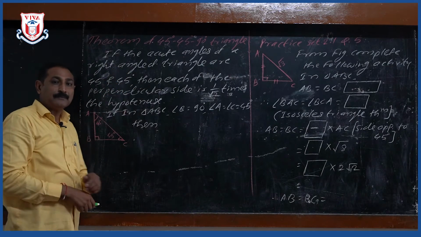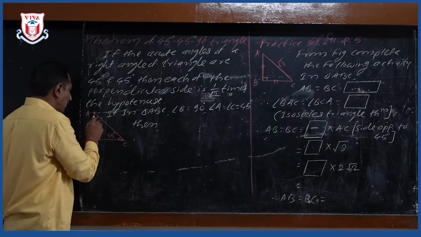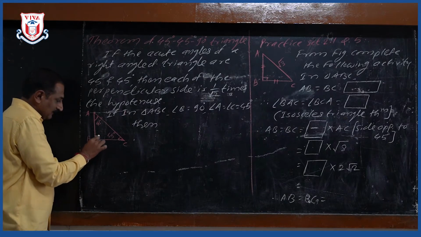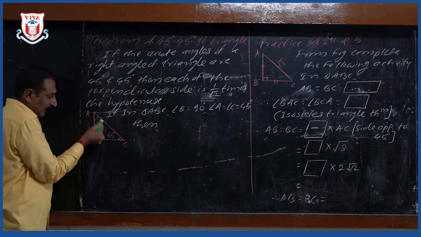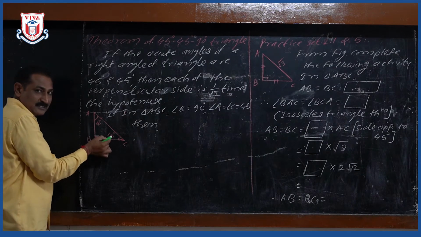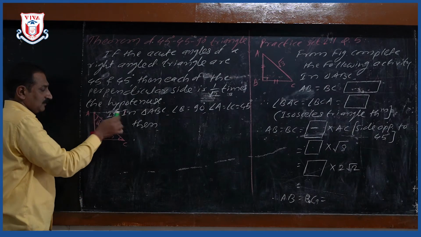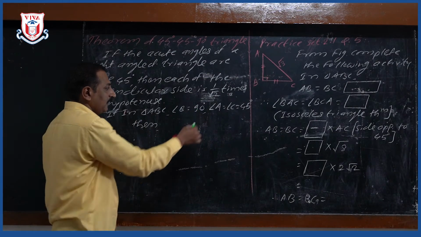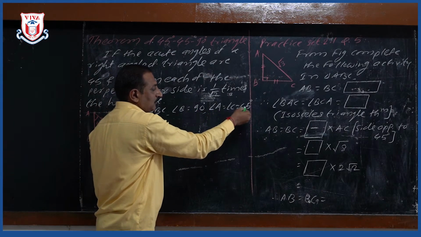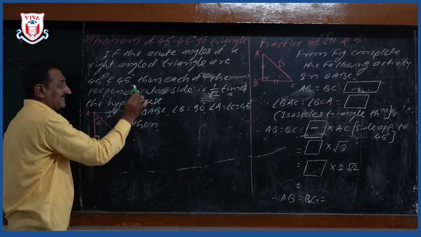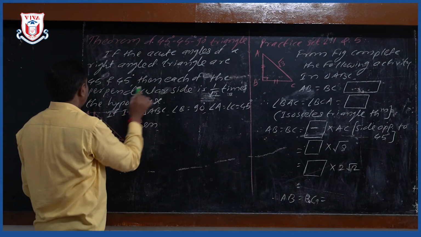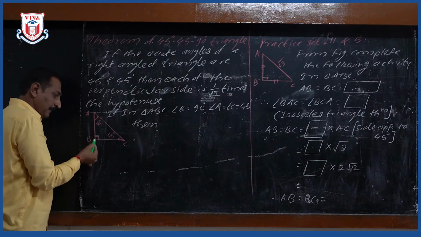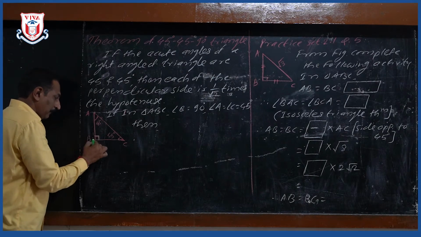According to the given statement, I draw the right angle triangle ABC, in which angle B is the right angle, and angle A and angle C are 45 degrees. Now from this figure I write: if in triangle ABC angle B is equal to 90 degrees, angle A is equal to angle C is equal to 45 degrees, then what happens? Which are the perpendicular sides here? Side AB and side BC are the perpendicular sides.